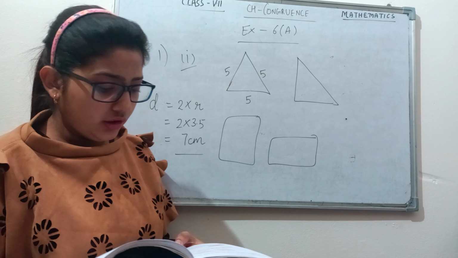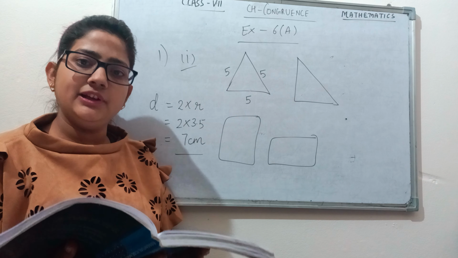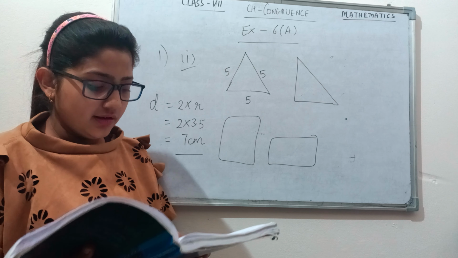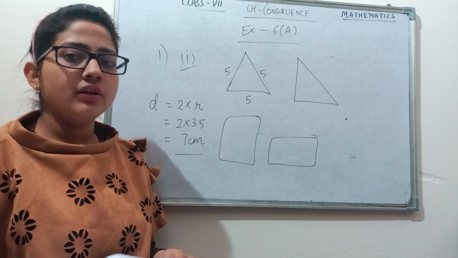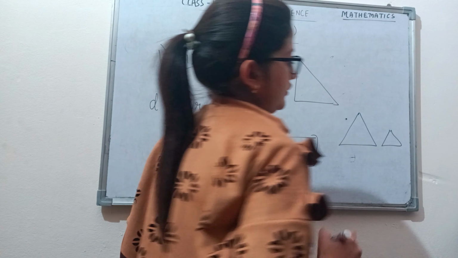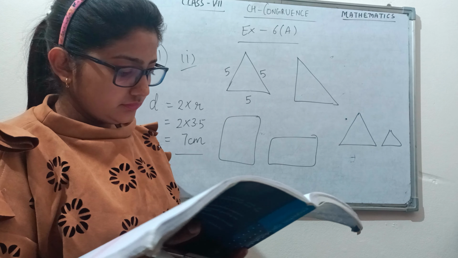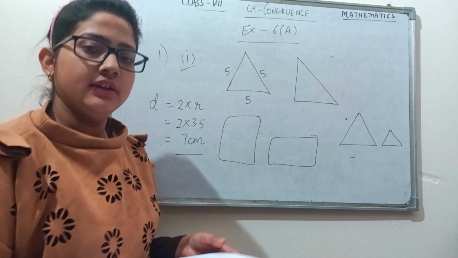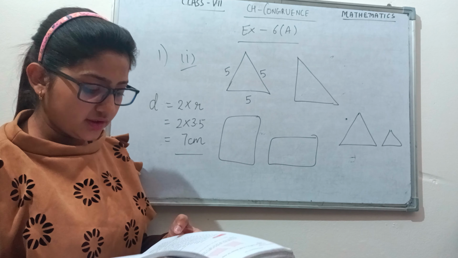Next is all congruent figures are similar. Yes, all congruent figures are similar, but all similar figures are not congruent. Next is all similar shapes are congruent. No, all similar shapes are not congruent because similar shapes can have different size. So these are similar but not congruent. Next is two squares each of side 7 centimeter are congruent. Yes, squares having the same side are congruent. The next three parts you will try yourself.